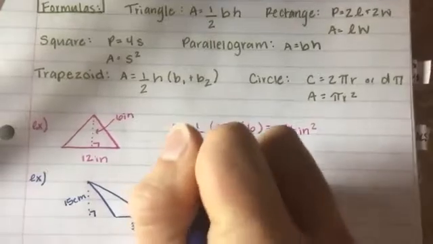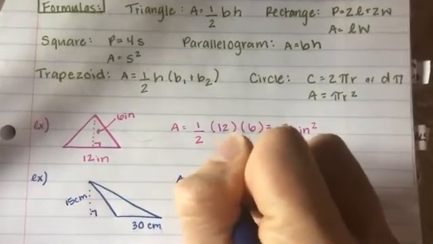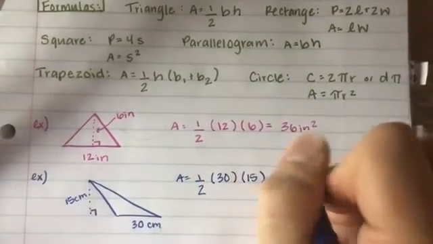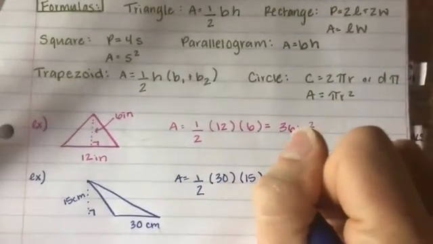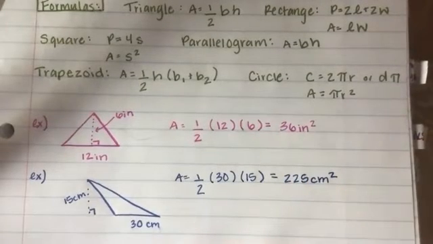Okay, and so area formula 1/2 base times height. 1/2 of 30 is 15. 15 times 15 is 225. So 225 centimeters squared.